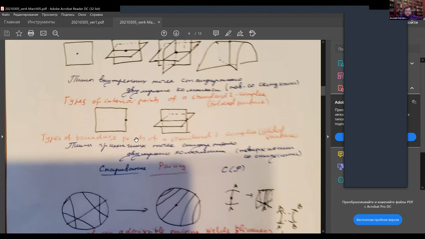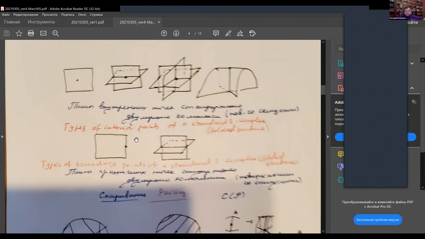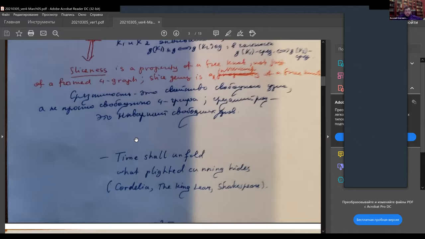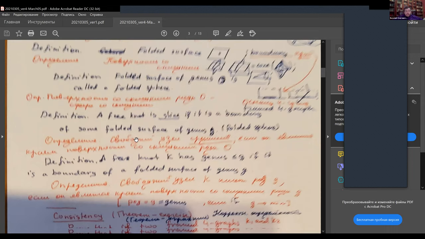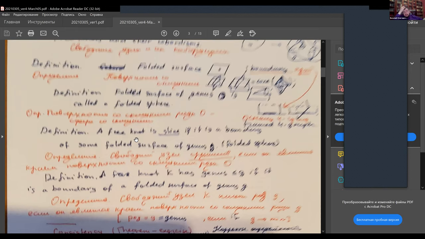And now I want to know whether we can somehow get some slice knots which are non-trivial. But first of all, I have to define the sliceness condition for knots, not just for graphs.